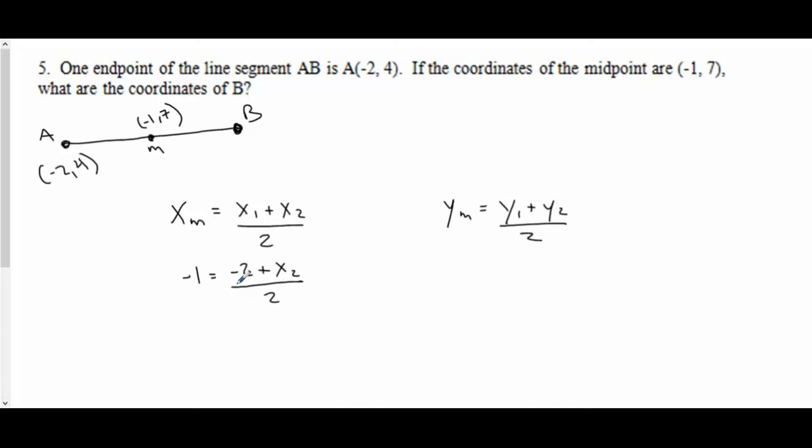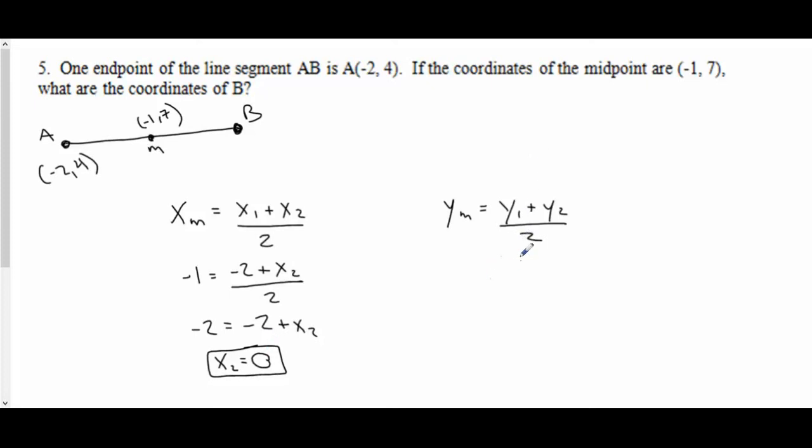Right, to get rid of this 2, we multiply both sides by 2. That leaves me with -2 equals -2 plus x2. Right, if -2 plus x2 is -2, then obviously x2 has to be 0. So we've got the x.